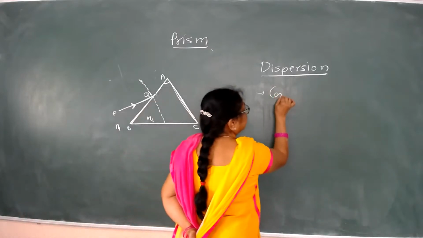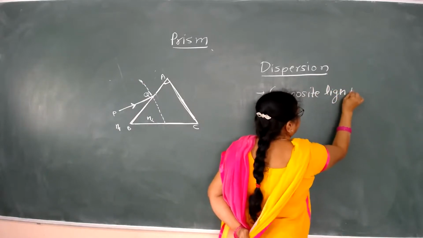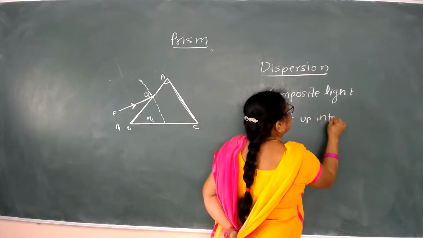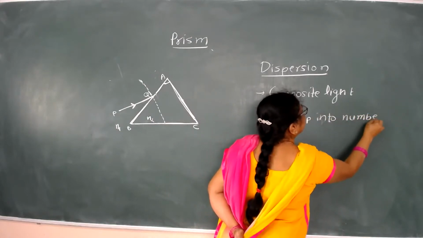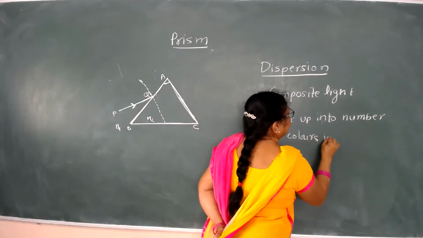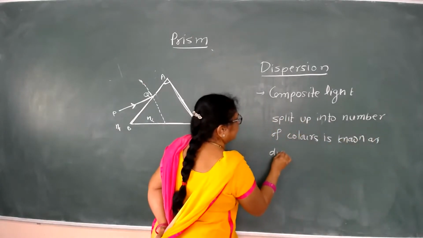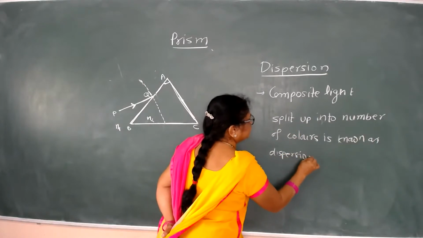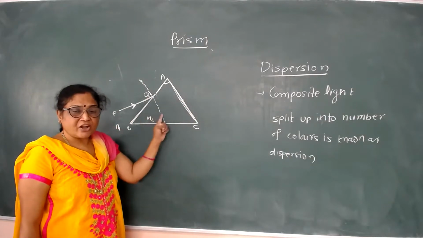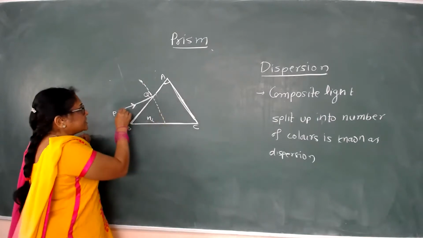The splitting of composite light into a number of colors is known as dispersion. So this is a composite light.